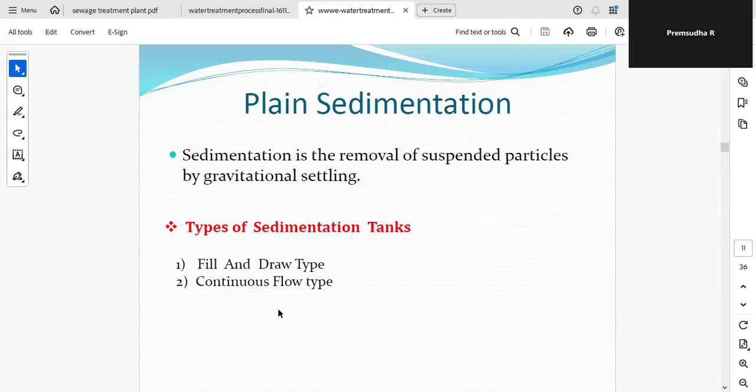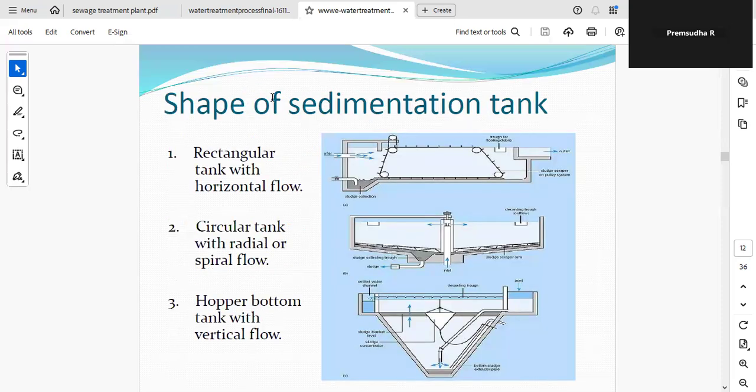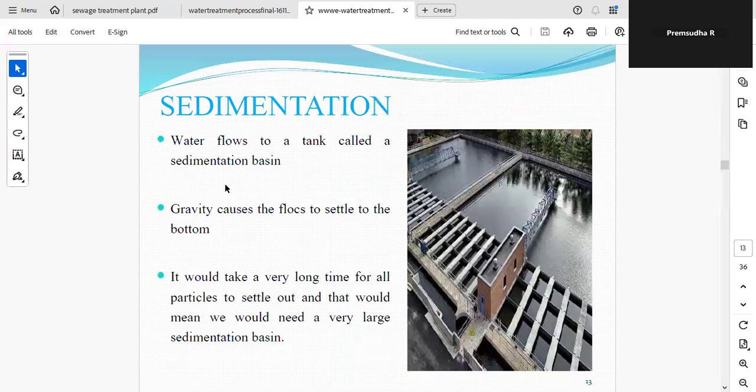Sedimentation. Sedimentation is the removal of suspended particles by gravitation. The types of sedimentation tank are fill and draw type and continuous flow type. Here you can see the different shapes: a rectangular tank with horizontal flow, a circular tank with radial flow, or an upward flow tank with a vertical flow. And here you can see the real sedimentation tank. It would take a very long time for all particles to settle out, which means we need a longer sedimentation.